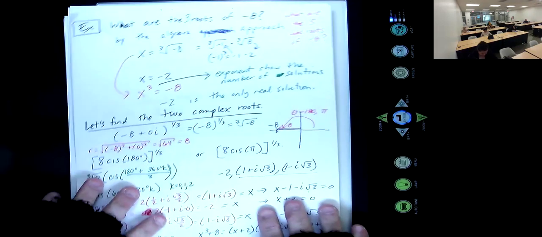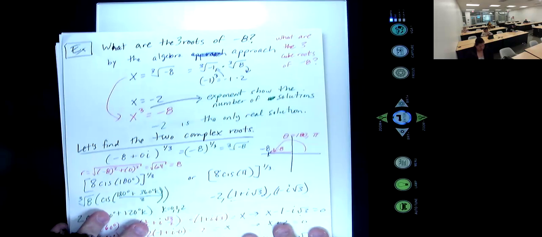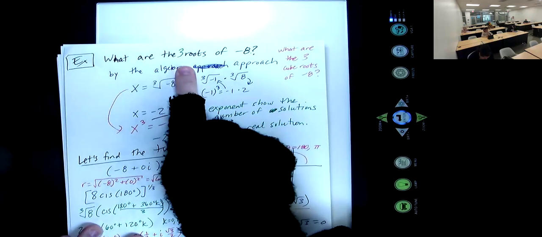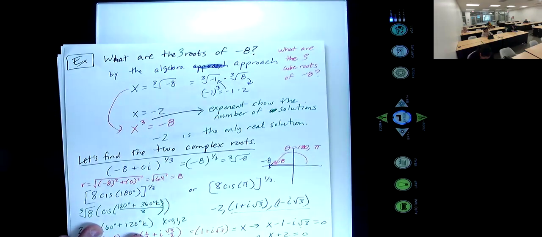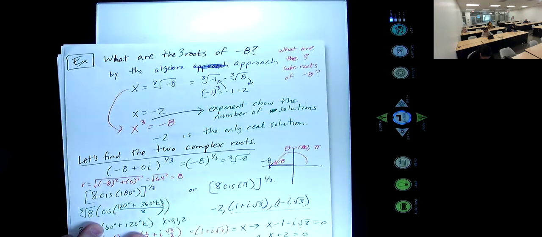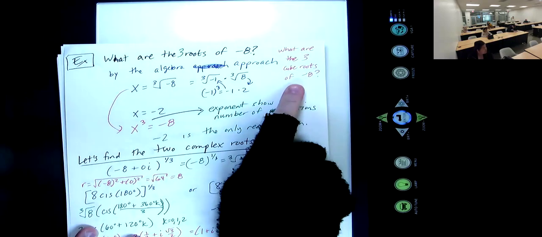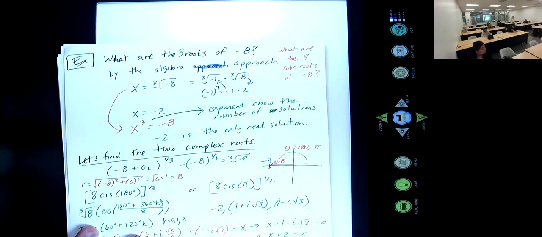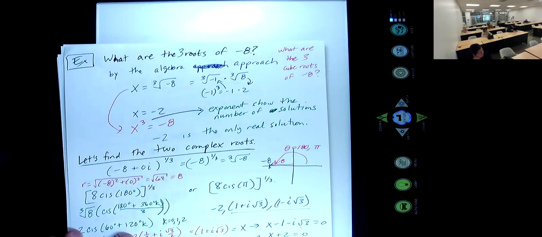Alright, during the break, Davis asked an important question: where did I get 3 roots? Like I had originally said, what are the roots of negative 8? I didn't specify that we were looking for 3 of them. With a cube root there are going to be 3 roots. This is the better question of what I should have been doing. I'm not going to redo 20 minutes of video, so if you're watching this video later, that's what's going on.